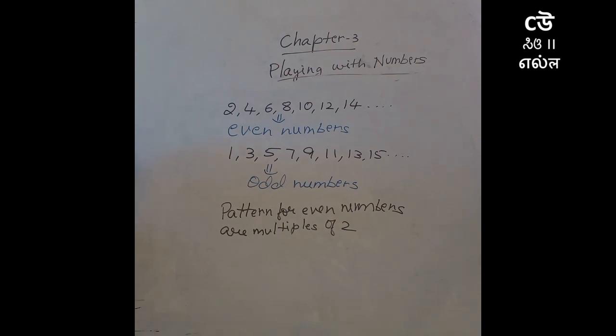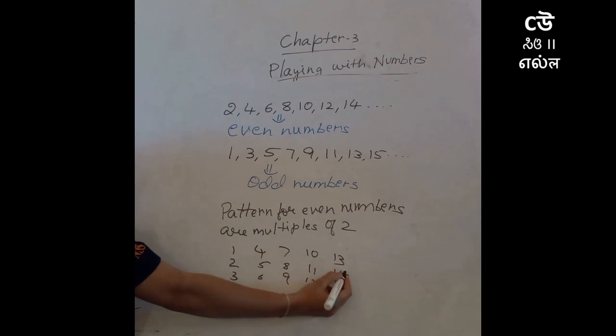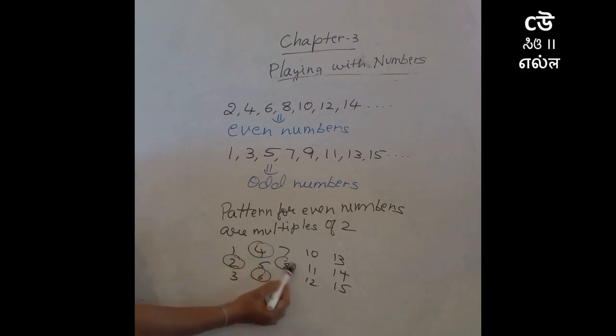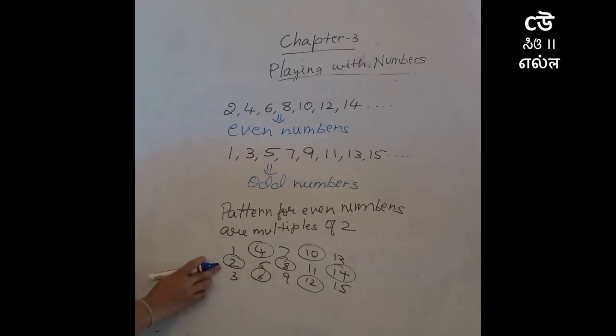Next, the rest numbers, the leftover numbers except the multiples of 2. See here, if you consider 1, 2, 3, 4, 5, 6, 7, 8, 9, 10, 11, 12, 13, 14, 15, the multiples of 2 are 2, 4, 6, 8, 10, 12, 14, right? So, these numbers are called even numbers, right?